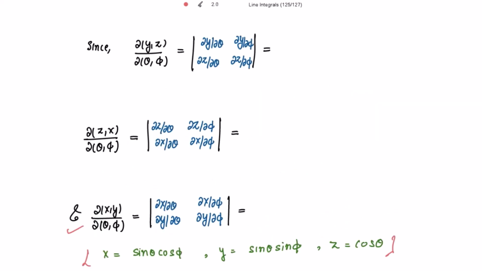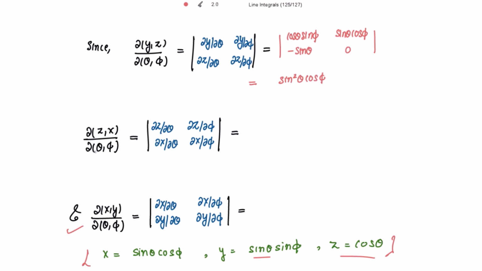Now we need to calculate the values of these three terms. So calculating first partial yz divided by partial theta phi, and this is the determinant. Differentiating y with respect to theta, we get cos theta sin phi. Differentiating y with respect to phi, we get sin theta cos phi. Differentiating z with respect to theta, we get negative sin theta. And differentiating z with respect to phi, we get 0. So on solving, we get sin squared theta cos phi.